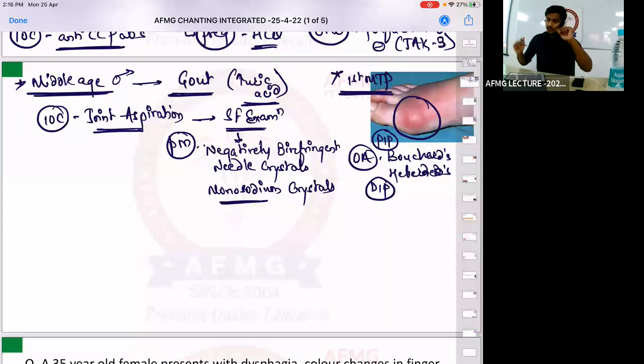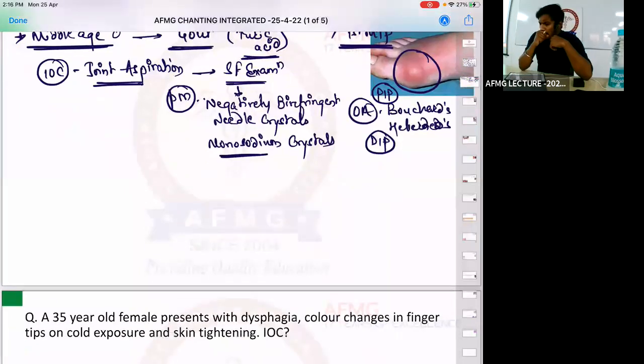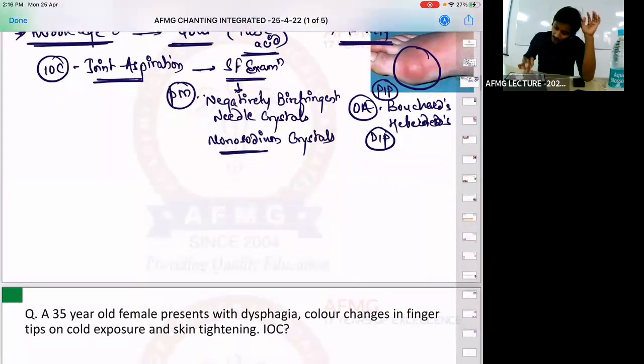No issues with this. Moving further. You can take X-rays and so on, but it would not be so diagnostic. The investigation of choice is always joint aspiration in cases of gout. Okay. Now please tell me about the drugs. The drug of choice for gout.